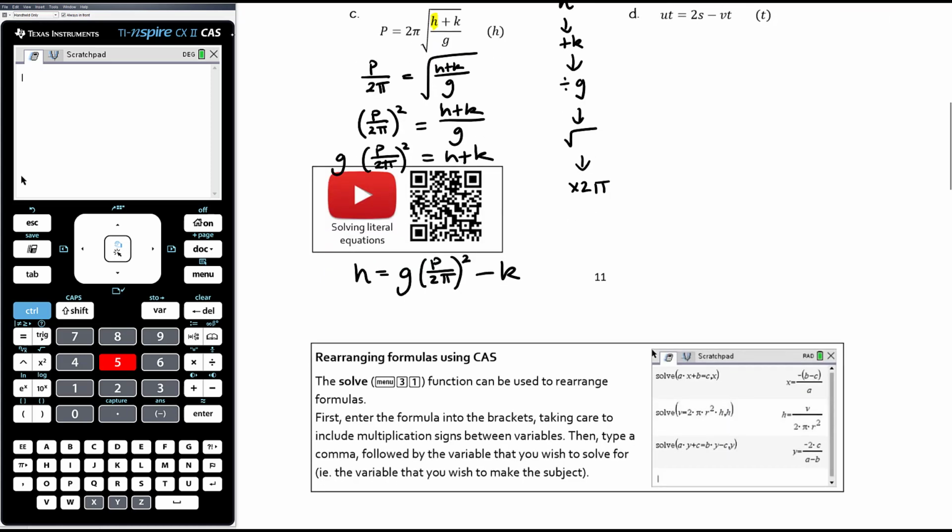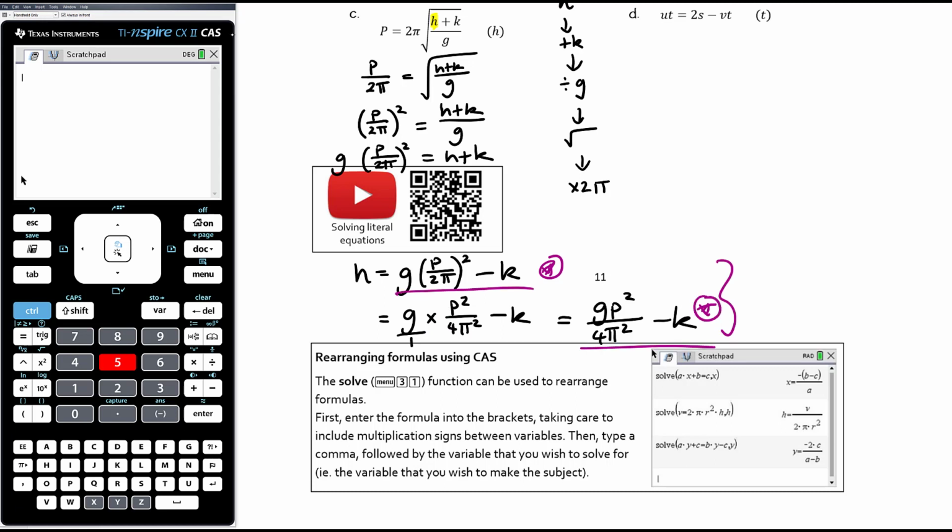We can leave our answer as that. As I said, you could expand out that fraction, so that's p squared on 4 pi squared if you prefer. You could then combine those fractions together, so that becomes gp squared over 4 pi squared minus k, okay? But really either this one or this one. If you've expanded this out, then I would definitely put the fraction together with the g. So either that line there, or that line there, both acceptable answers to the question.